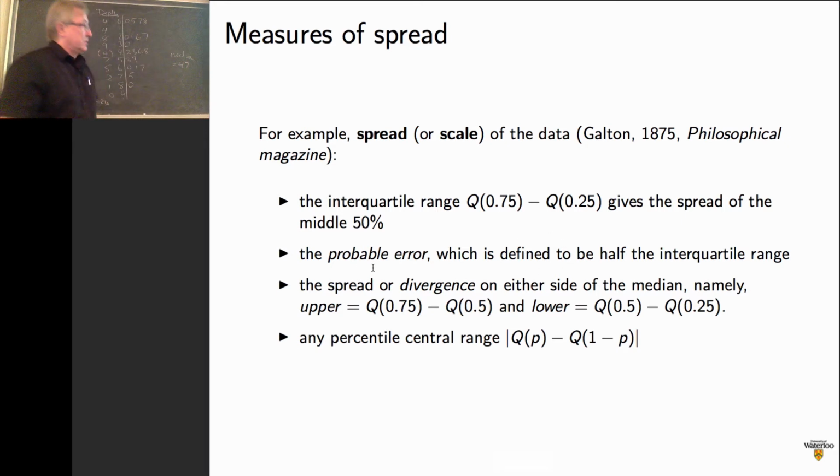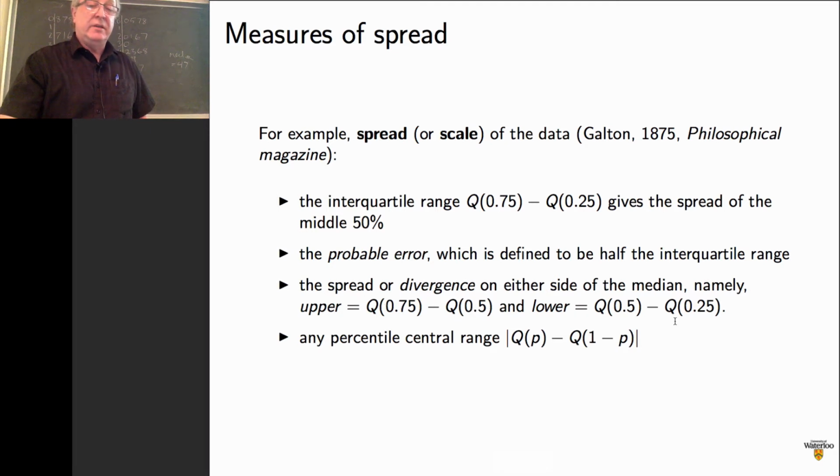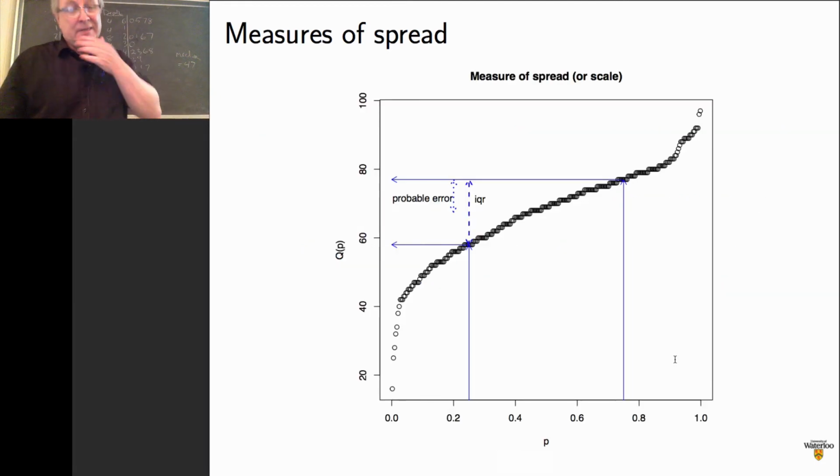Historically, half of that was called probable error. You don't see that so much anymore, but you certainly saw that 150 years ago, the probable error would be used in scientific studies all the time. You can think about the spread on either side of the median. So the quartile spread of the third minus the median, or the median minus the first quartile, get them on the same side, or any central range for some percentile. Just draw a line and look at the difference in the heights of that line. Okay? So there are the features there.